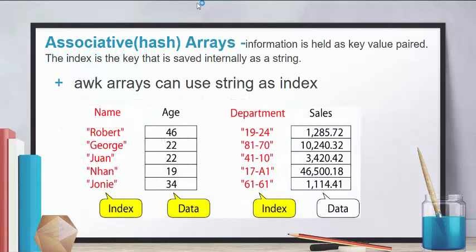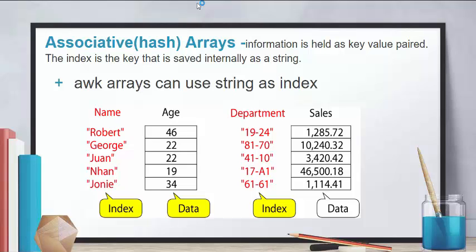In the same way, Unix awkScript provides a special array, that is the associative array or hash array. Now associative or hash array क्या है? It shows information which is held as a key value, and that index is the key that is saved internally as a string. In a normal array you can see the index contains 0, 1, 2, 3 like that, but over here in an associative or hash array the index value contains strings.